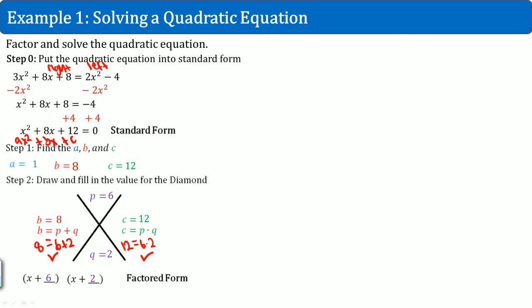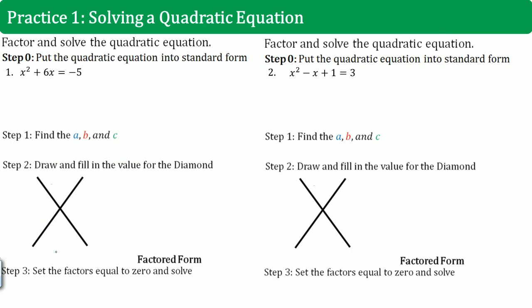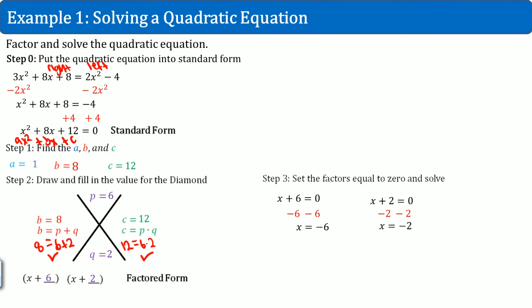Let's do step 3. We want to set each factor equal to 0 and solve. x plus 6 equals 0 and x plus 2 equals 0. Subtract 6 from both sides, you get x equals negative 6. On the right hand side, you subtract 2 from both sides, you get x equals negative 2. All right, so there you go. That is everything that you need to know in terms of the core concept and an example problem.